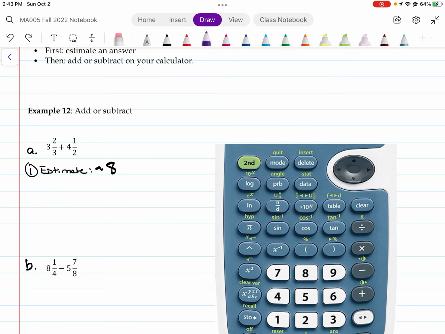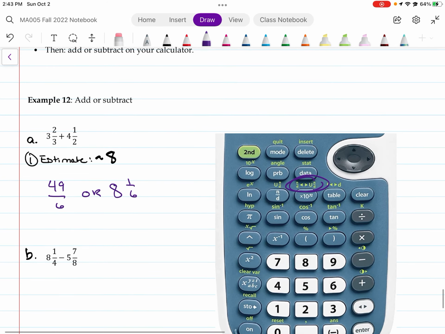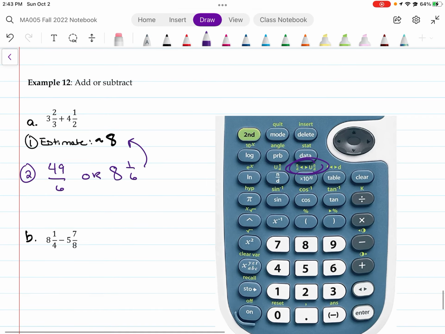All right, so for this one, you should get 49 sixths or 8 and 1/6. And I should actually say and, because I want you to be able to find them both. So find the button right up here, right there above the times 10 to the n, that will toggle back and forth. So try that. All right, so step 1 was to estimate. Step 2 is to do it in the calculator and then look and see how close you were to your estimate. Next one, same deal.